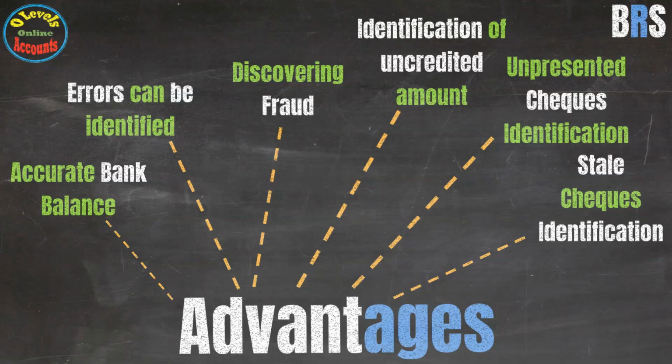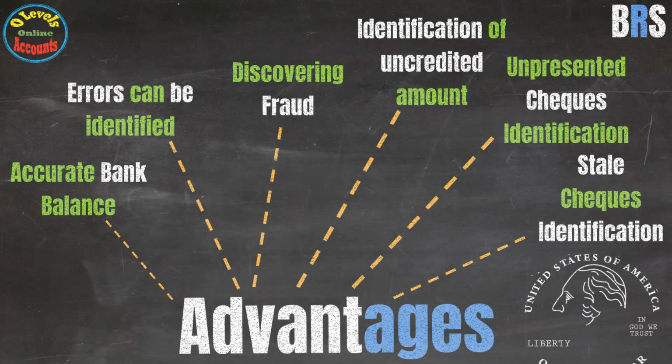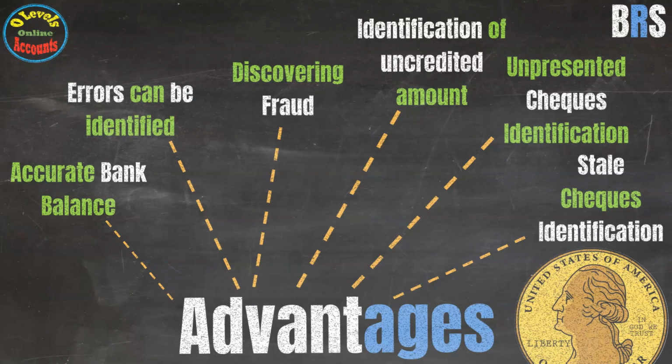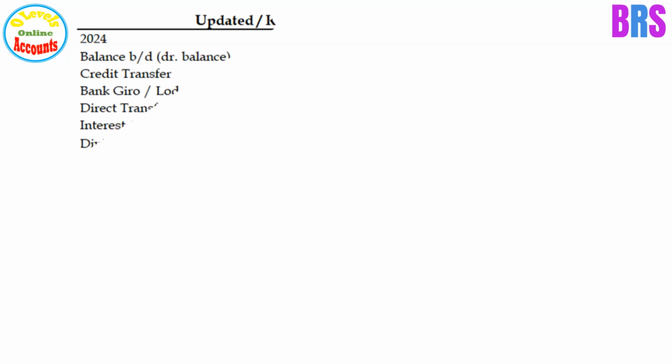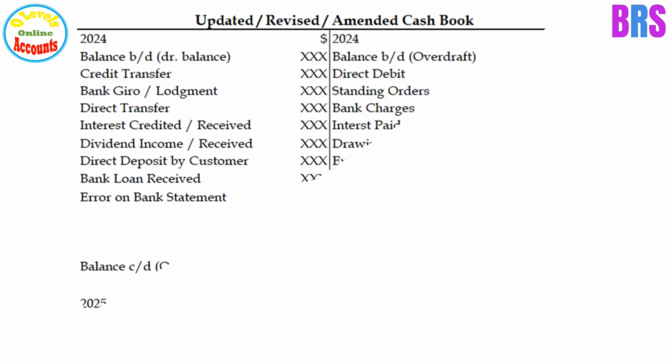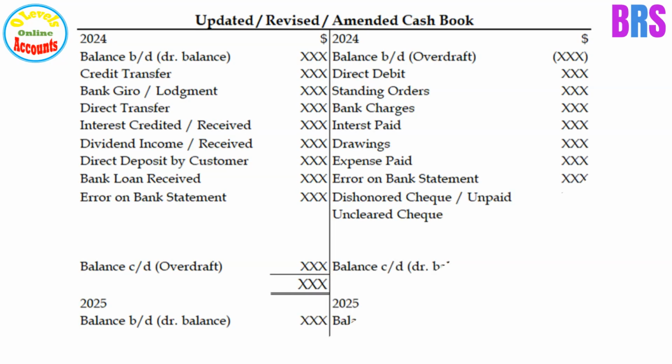And it will correct in the cash book accordingly by the business. Let's check the format, how we will amend the cash book after incorporating the information which was given in the bank statement. The given format regarding the amended cash book is prepared after incorporation of the information given in the bank statement. In this format, you will identify the balance brought down on the debit side.